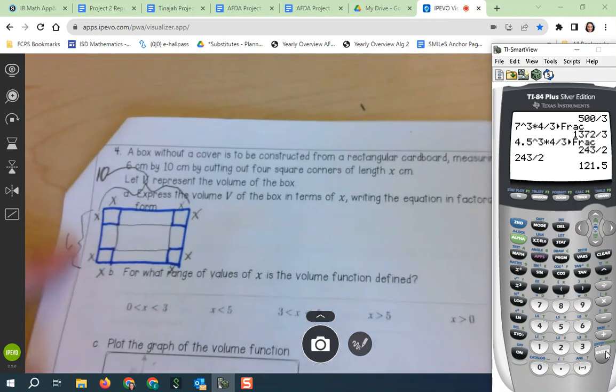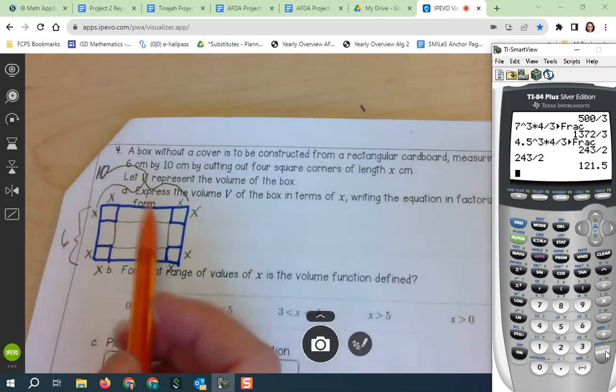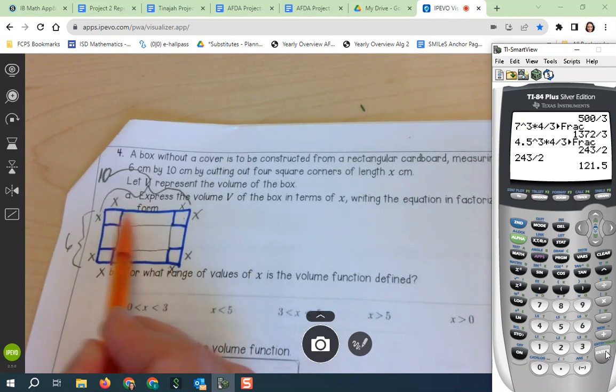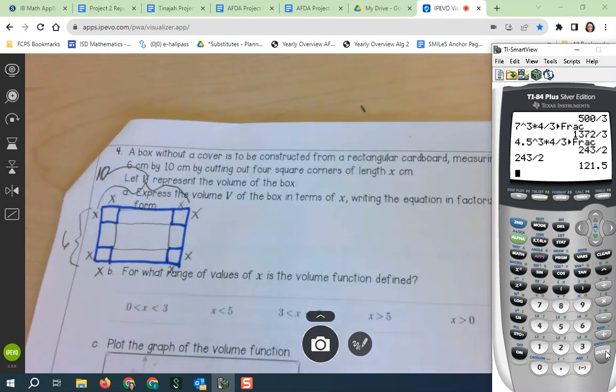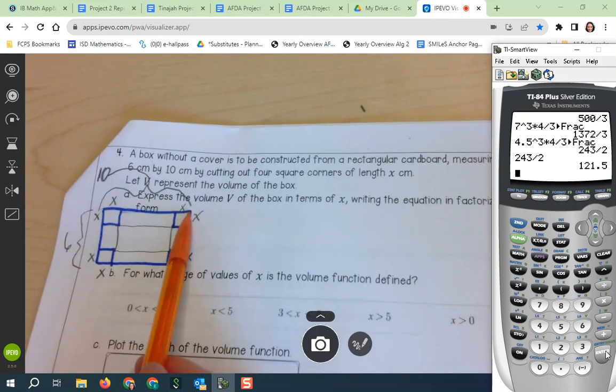Okay, so this whole side is 6 and this whole side is 10. So we need to express the volume of the box in terms of x. Remember that the side of the box is not going to be 10 because we cut these out. The side of the box is going to be this here. So if I have to express this side in terms of x, it wouldn't just be 10. It would be 10 minus what?